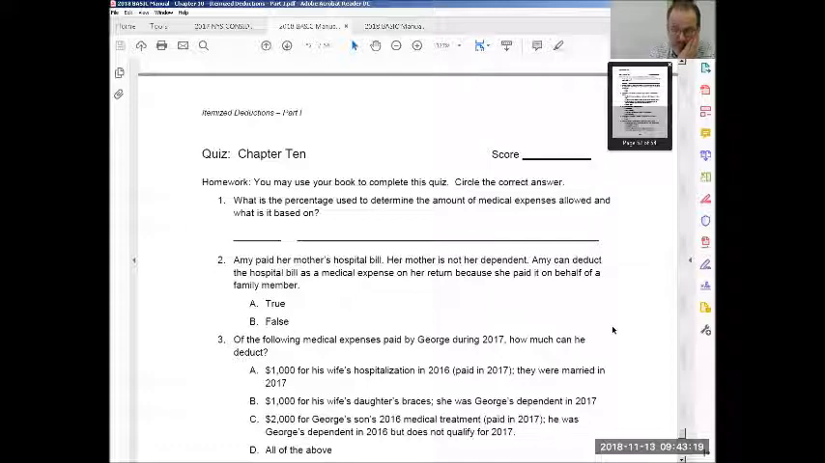7.5? Yep. Okay, number 2. Amy paid her mother's hospital bill. Her mother's not her dependent. Amy can deduct the hospital bill as a medical expense on her return because she paid it on behalf of a family member. True. Okay. All right.